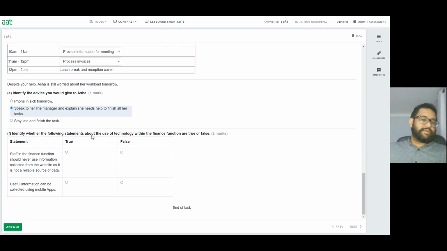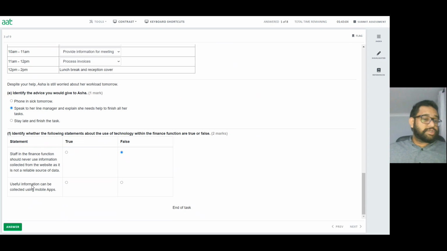Here, identify whether the following statements about the use of technology within the finance function are true or false. So if you look at the first one: staff in the finance function should never use the information collected from the website as it is not a reliable source of data. The word never is going to give me some sort of a false narrative. Sometimes you may be able to use it, sometimes you may not. So the word never straight away makes this statement false. Sometimes you will find authentic data on websites, so there is nothing stopping you from using it unless it's from completely unreliable sources.